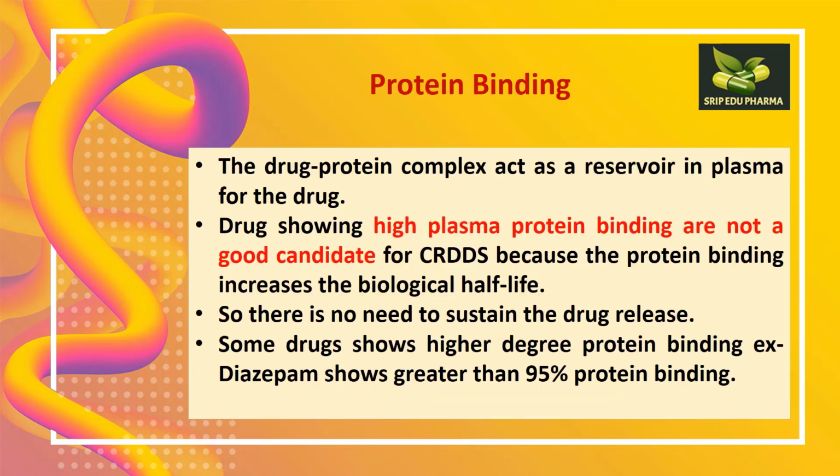Next parameter is protein binding. We know that protein binding means the drug binds with the protein macromolecules of our body. And if any drug has a tendency of binding in the body, then it itself will act as a reservoir. And if the drug is acting as a reservoir, then there is no need of preparing any type of controlled release formulation. Hence, any drug that shows very high plasma protein binding is not a good candidate for a controlled release drug release system.